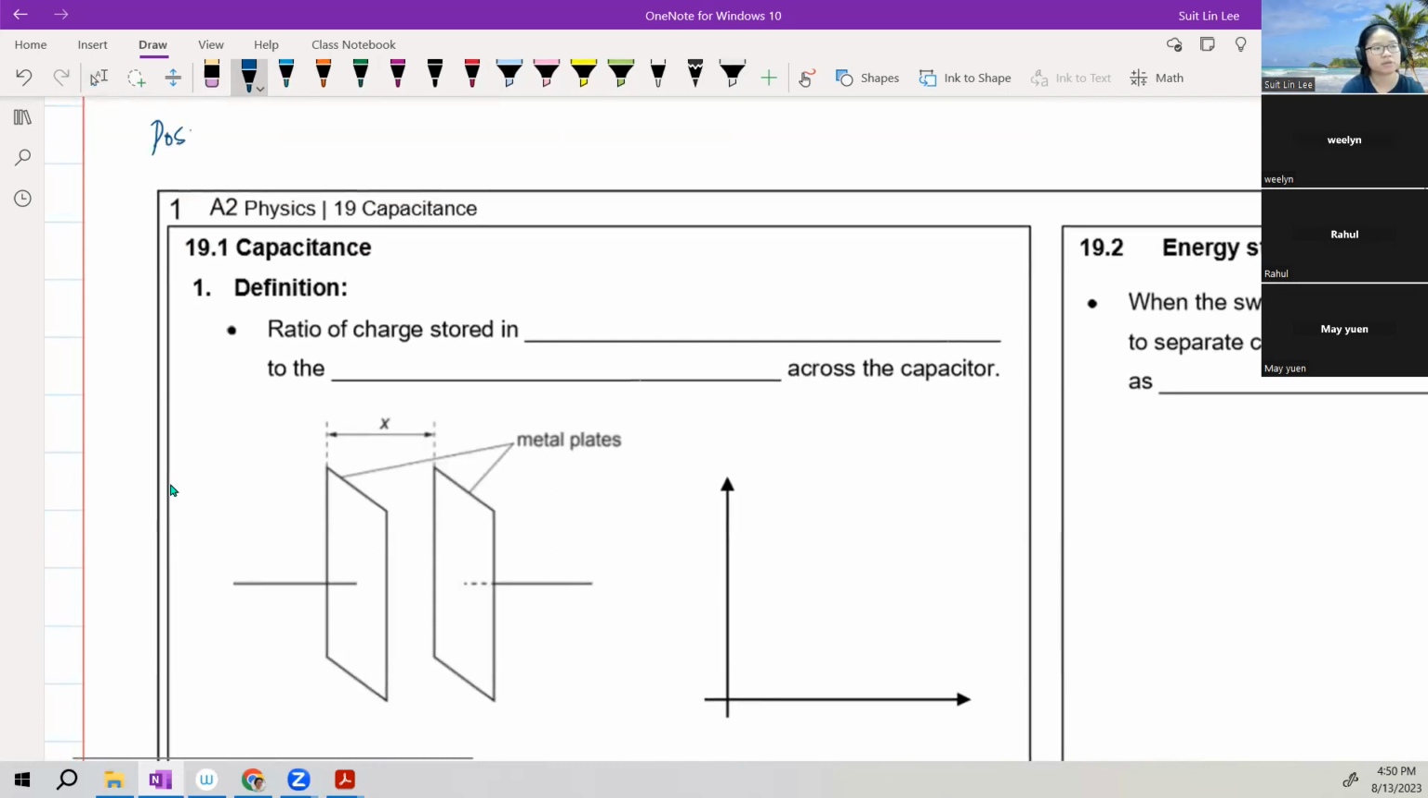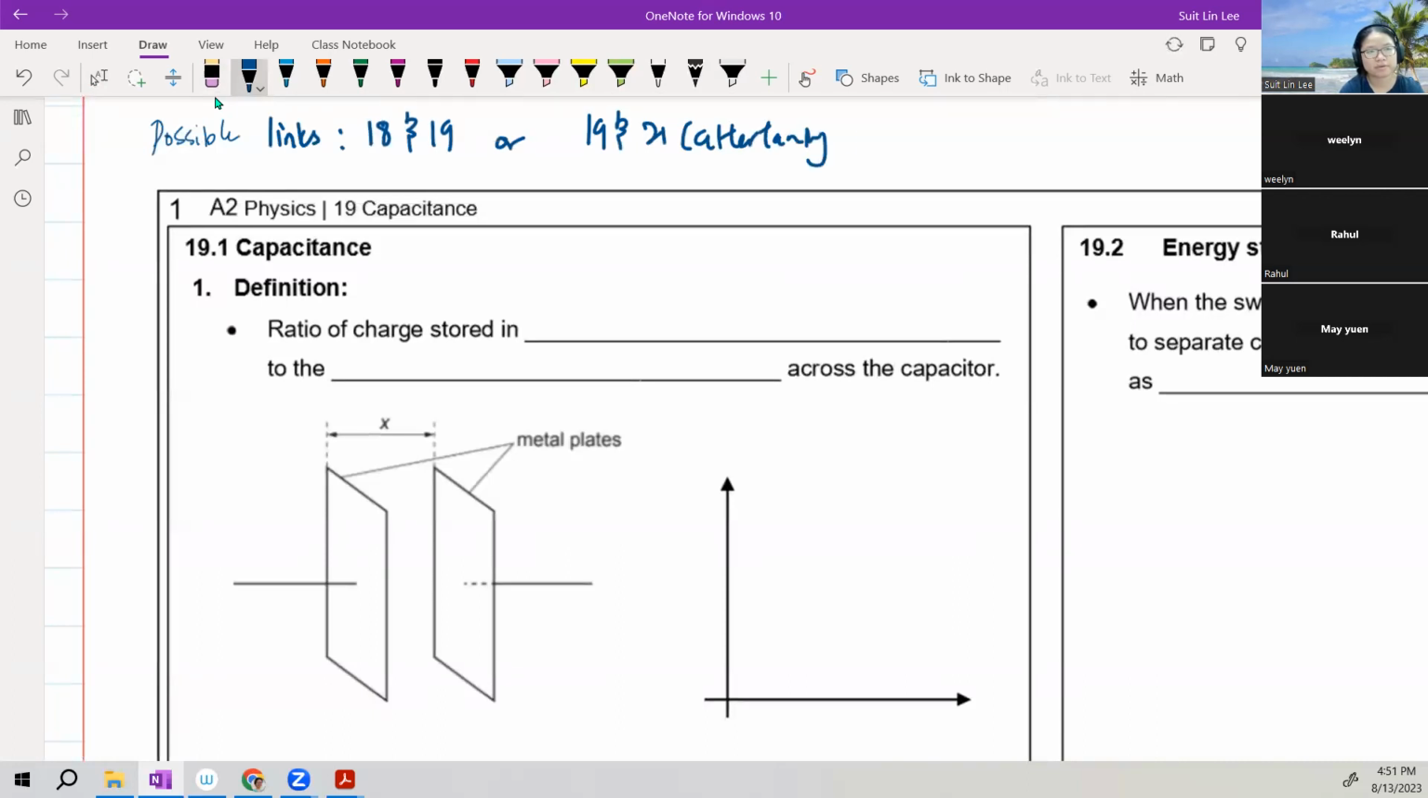So here are some possible links or topic combos. They can ask you 18 and 19, which is capacitor and electric field. Or they can ask 19 and 20, 21, alternating current. They can also ask 19 and 20, magnetic field.